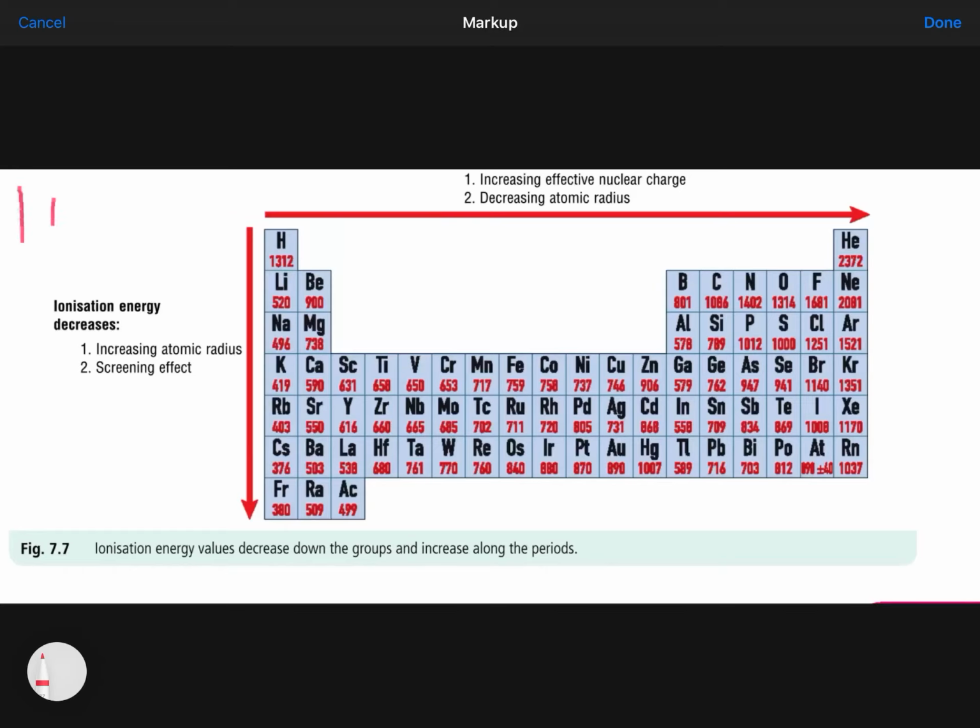Energies in the periodic table. So this will finish up chapter 7. And now ionization energy, your definition is the minimum energy required. So the energy that's required to remove the most loosely bound electron.